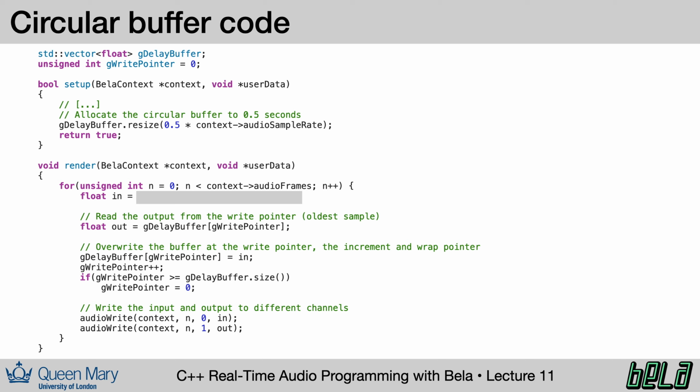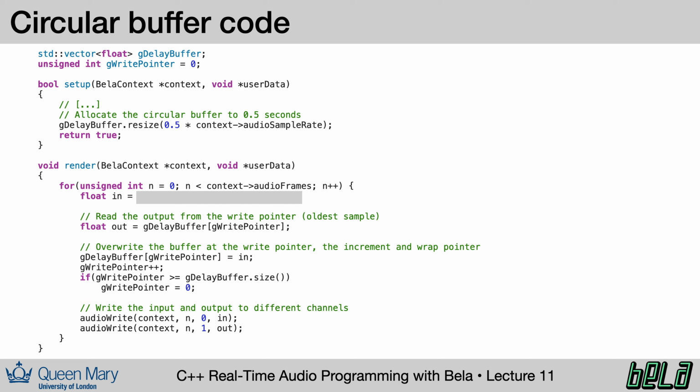Here we're reading the output from the delay buffer at the right pointer. The reason that we do this at the right pointer is as we discussed on the previous slide. The right pointer holds the oldest sample in the buffer, which is about to be overwritten. If our buffer is exactly half a second long, that's therefore a sample that's half a second old.